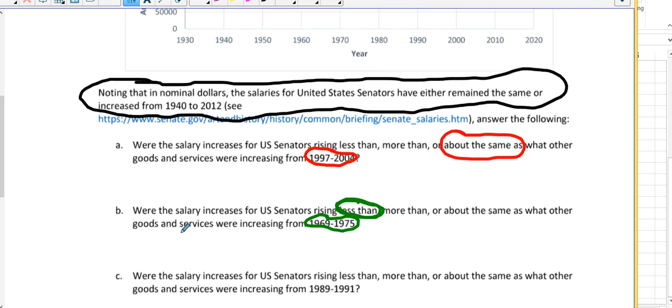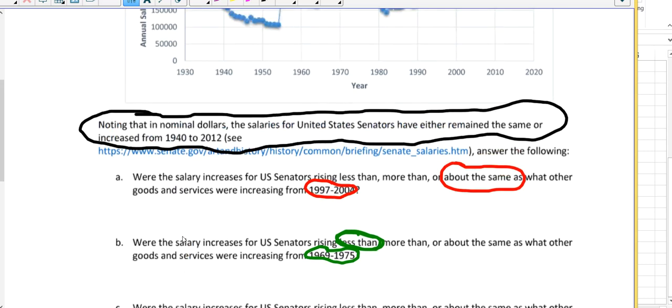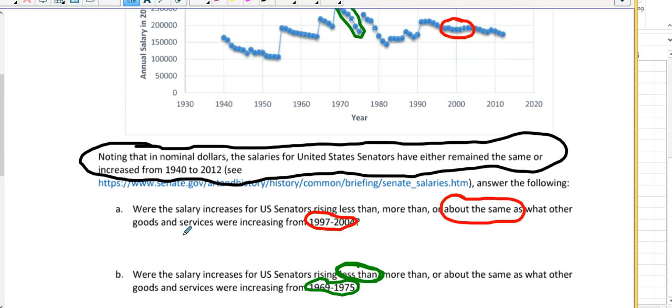All right, last one, same question, this time for 1989 to 1991. So 89 to 91 looks like it's these three. So a little increase in there. We have a few years in there where there's a little increase.